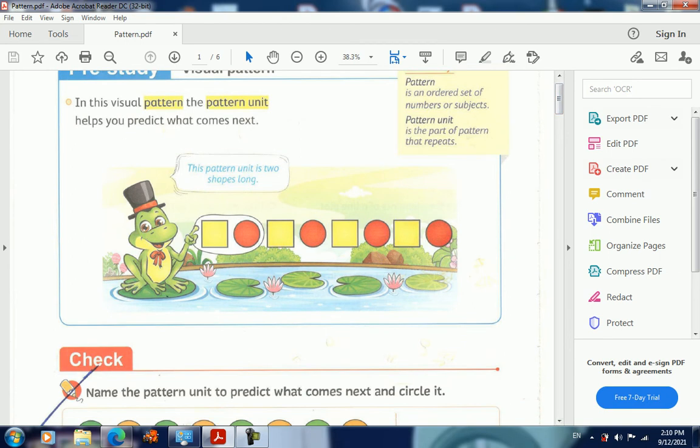If we see this figure, we can see there is a yellow square and a red circle. Then I find there is another yellow square and red circle, then another one and another one. So what happens here? This means this pattern unit is two shapes long, which are the yellow square and the red circle, and they are repeated.